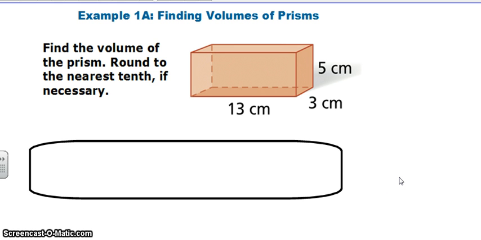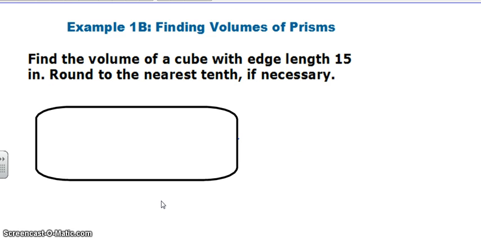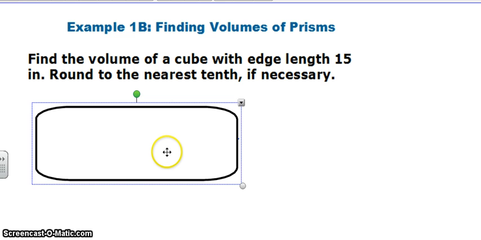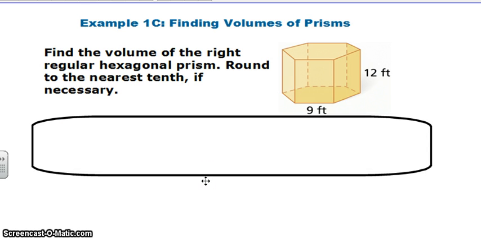Find the volume of this prism. Round to the tenths. Come on back. Okay, you should have 195 centimeters cubed. Find the volume of a cube that has an edge length of 15 and come back. Good, and you should have 3,375 inches cubed.